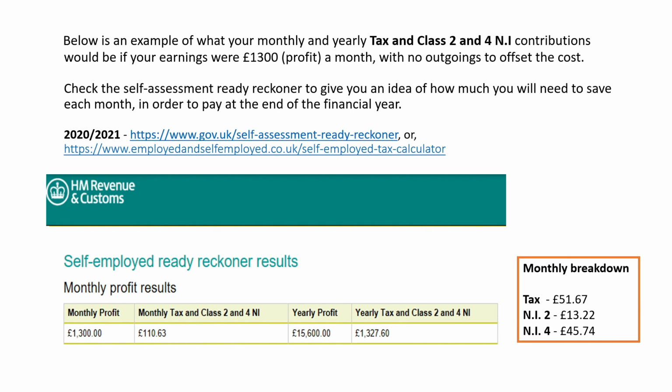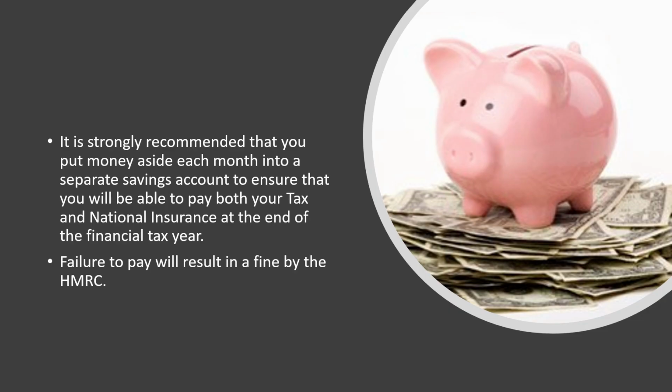Putting this information into the ready reckoner shows that this person will pay £110.63 each month for tax and national insurance Class 2 and 4 contributions. And to give you an idea how that is broken down further, the figures would be tax at £51.67, Class 2 £13.22 and Class 4 at £45.74. So therefore it is strongly recommended that you put money aside each month into a separate savings account to ensure that you will be able to pay both your tax and national insurance at the end of the financial year. Failure to pay this will result in a fine by the HMRC.